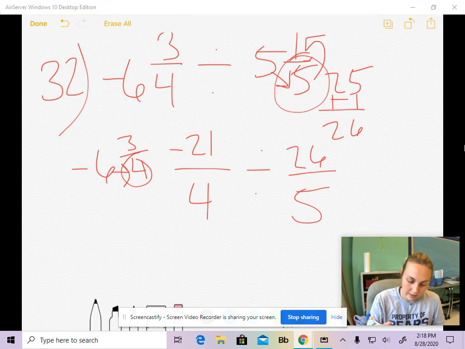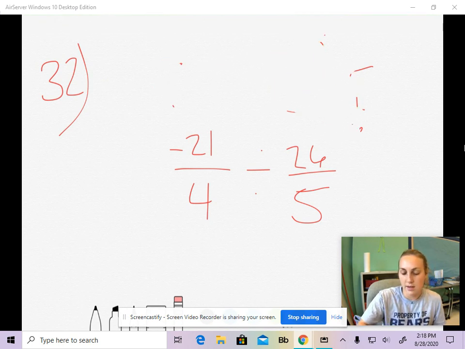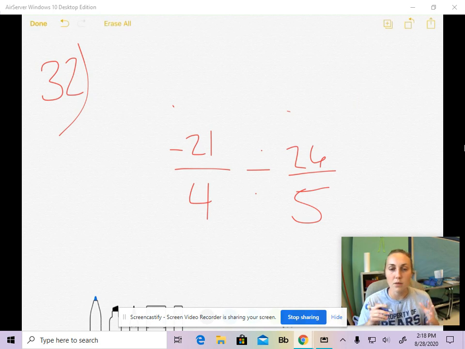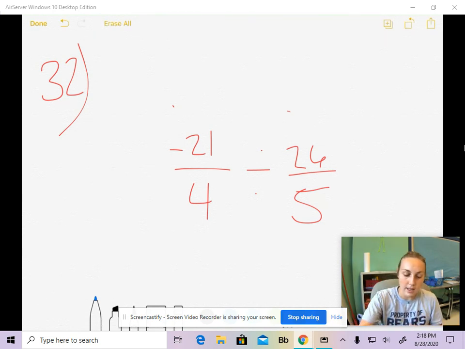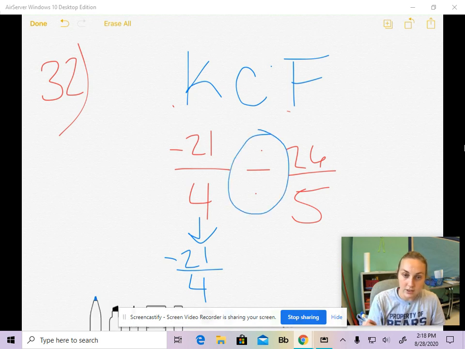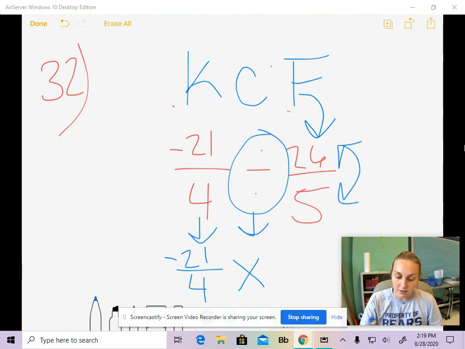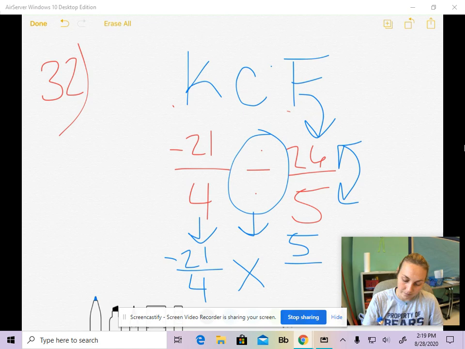Okay? So let's erase some of this real quick, and let's get started with this problem. So again, with dividing fractions, we need to keep, change, and flip. All right? So what that means is that we are going to keep this fraction right here. We're going to keep -21 over 4. We're going to change this symbol right here to a multiplication sign. And then we're going to flip the second fraction. So we're going to take the reciprocal. So all we literally are going to do is flip it. So it's going to be 5 over 26.